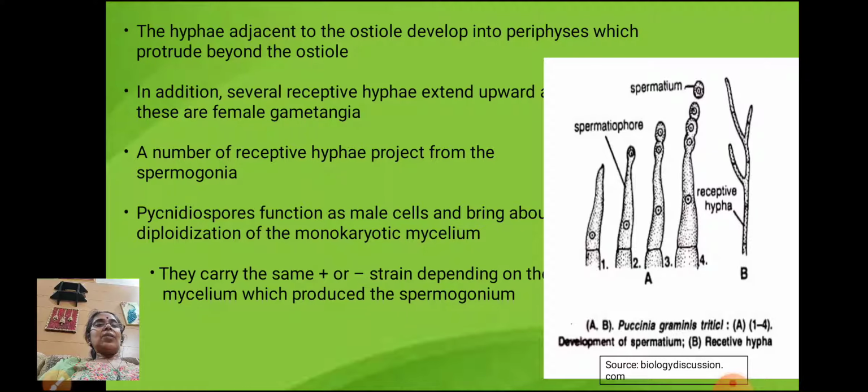The hyphae adjacent to the ostiole develop into periphyses which protrude beyond the ostiole. In addition, several receptive hyphae extend upwards, and these are the female gametangia. These receptive hyphae project from the spermagonia. Pycnidiospores function as the male cells and bring about the diploidization of the monokaryotic mycelium. They carry the same plus or minus strain as the mycelium which produced the spermogonium.